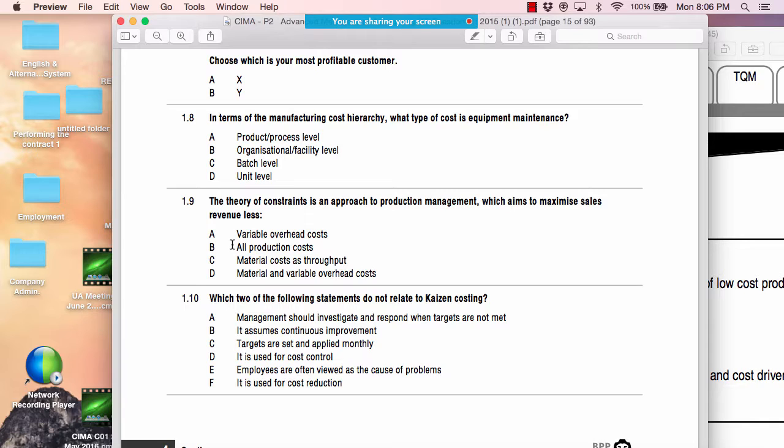Try to avoid debating with yourself for a long time. For example, when you look at a question like "which two of the following statements do not relate to Kaizen costing," you should know what Kaizen costing is, right? And you shouldn't be spending more than 2 minutes, because you will then lose time and the opportunity to earn marks with others. If you go on thinking about it too much, it's not worth it, right? So that's the key.